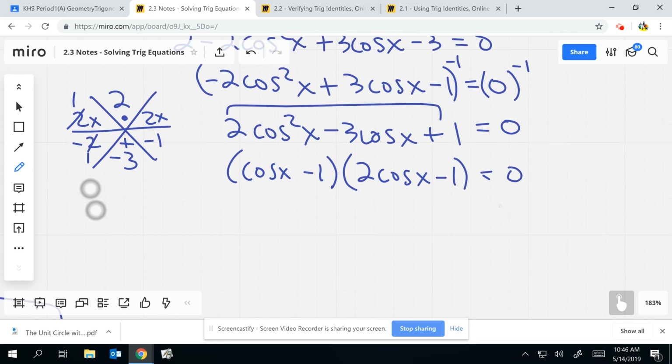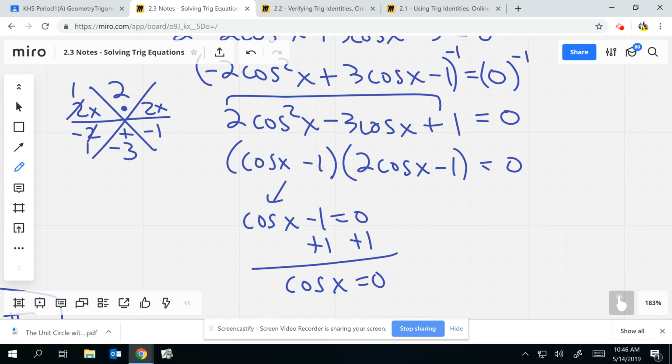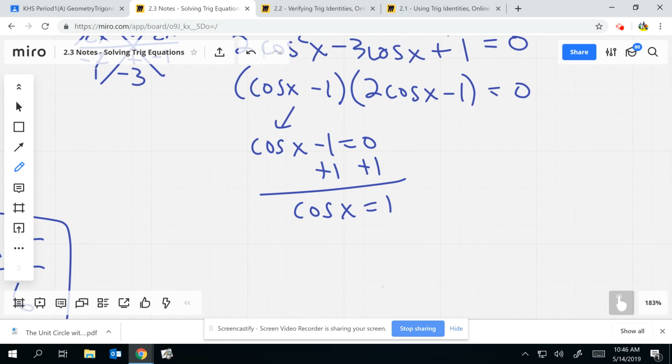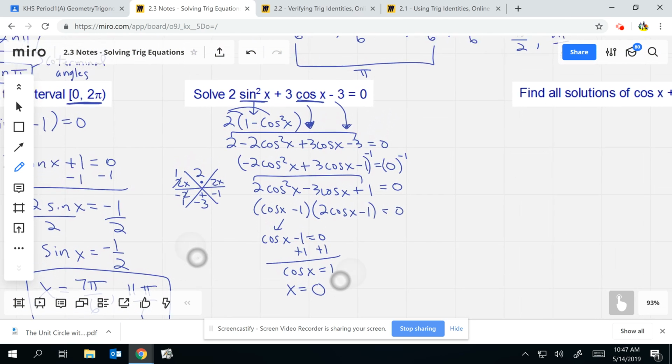So 2 cosine x minus 1 equals 0. So we used our factoring, our star, to get the two parentheses. Now we're just going to solve them by setting them both equal to 0. Cosine x minus 1 equals 0. We'll add 1 to both sides. What angle would make the cosine of x equal a 1? Cosine of x is a 1 at 0. So if you look at your chart, 0 radians. It does not ask for an interval. So you have to list them all.